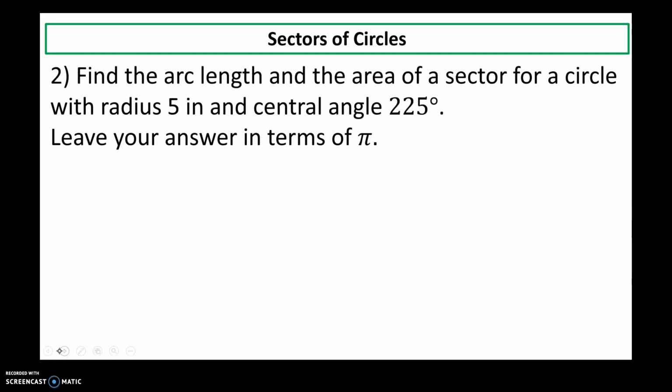Find the arc length and the area of a sector for a circle with a radius of 5 and now a central angle of 225. Arc length, central angle divided by 360 times 2 pi r. My radius is 5, so I get 225 over 360 times 10 pi. Simplify that answer for homework.